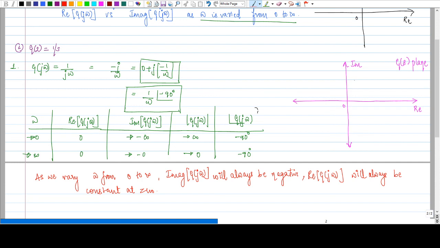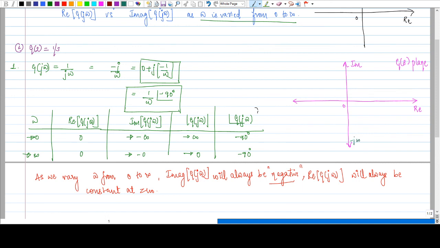Now you have two parts of the imaginary axis, the upper part and the lower part. I have told you the imaginary part of G of j omega will always be negative, which means you cannot have any points on the upper part. Whatever there is will be on the lower part only. So your polar plot will look something like this. This extreme end of the imaginary axis I'll take as minus j infinity here, and plus j infinity here. Theoretically infinity is some large value, and we sometimes cannot plot it.